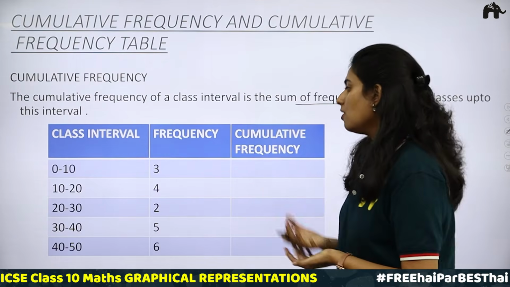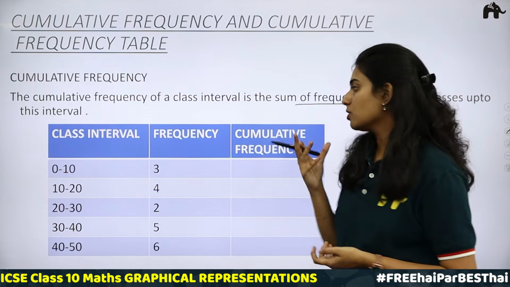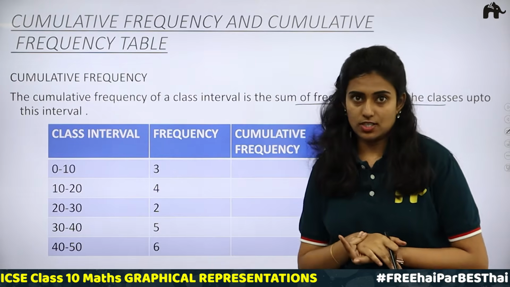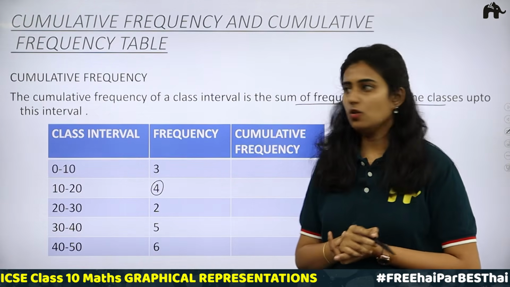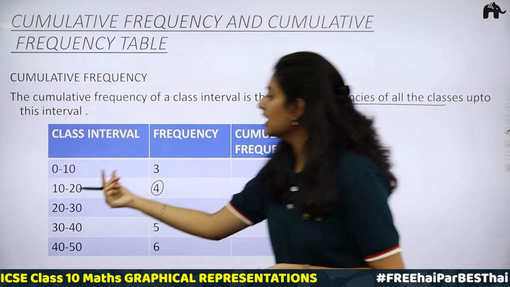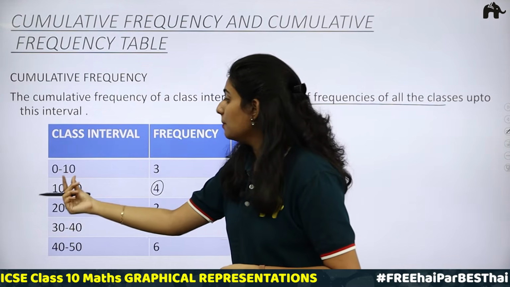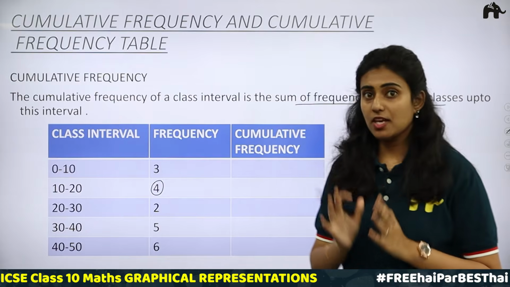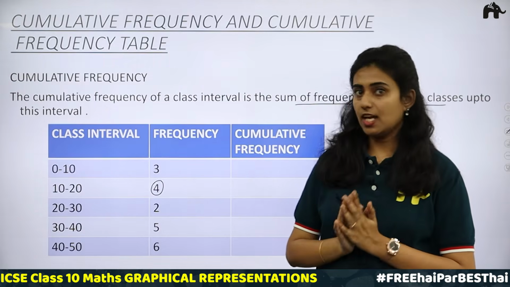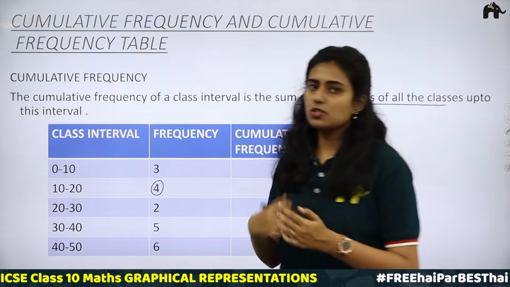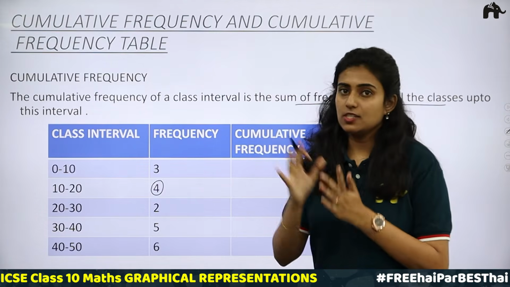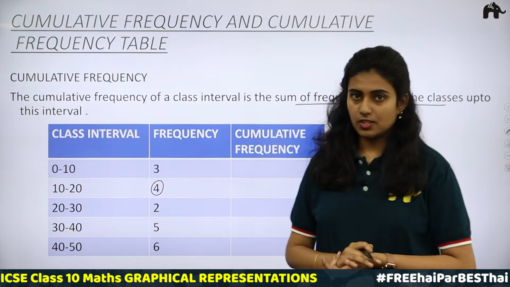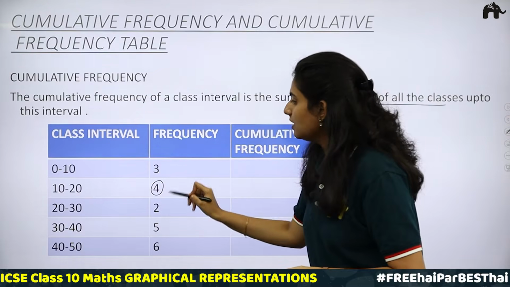If I am asking you, what is the number of students who have scored marks less than 20? Less than 20, is it 4? No, right? 4 is when the number is less than 20 but greater than 10. I am asking you less than 20. In that case, 0 to 10 also will be included because any value which lies between 0 to 10 is less than 20. So, in that case, you will have to add these two.